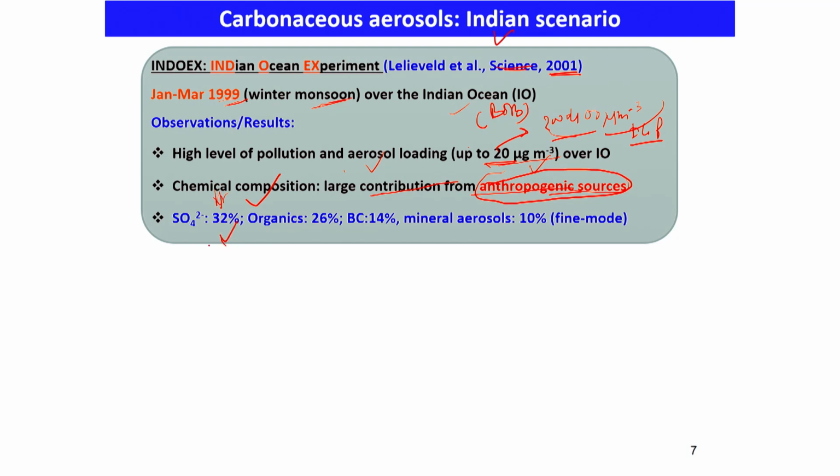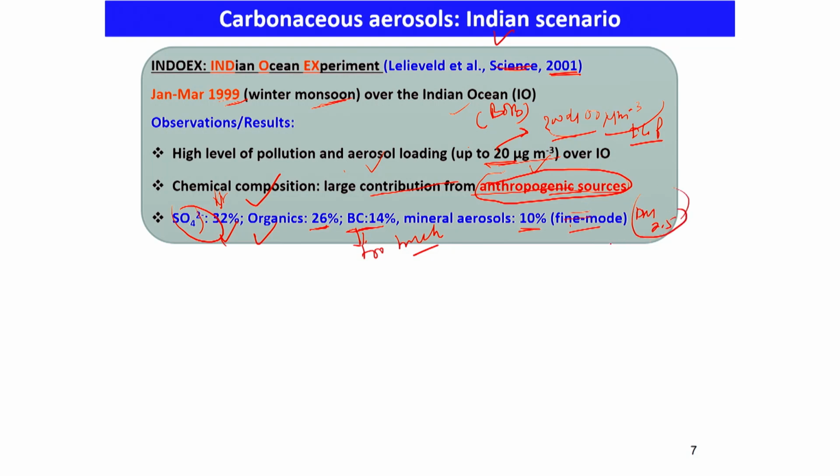Sulfate alone, just see sulfate concentration alone was 30% or so, organics were 26%, black carbon was 14%, too much, it was too high, and then mineral dust was only 10%. This, remember, this is actually done in the fine mode, so this means PM 2.5 aerosols.